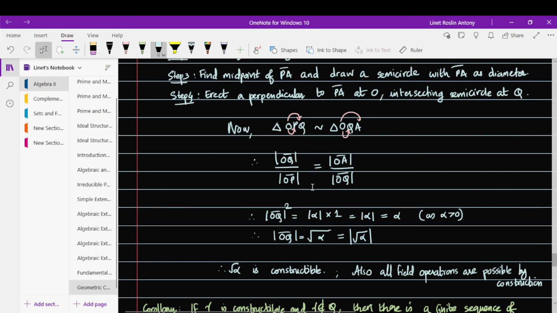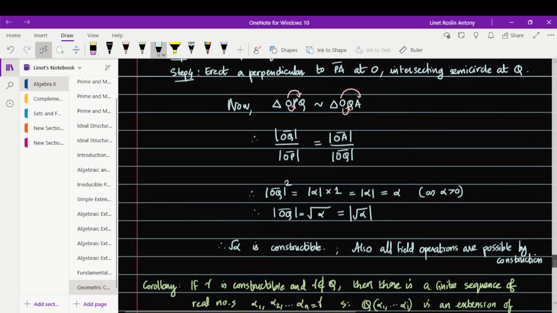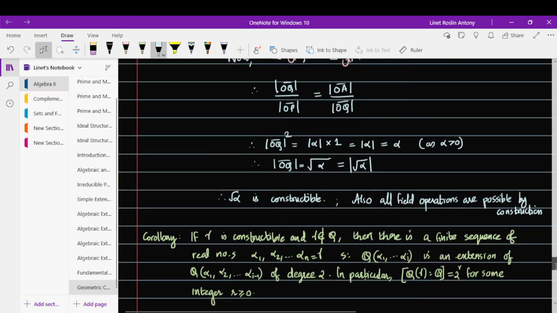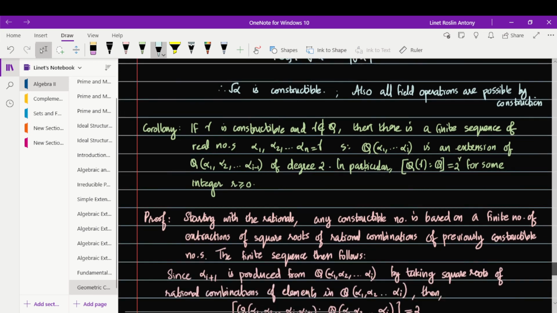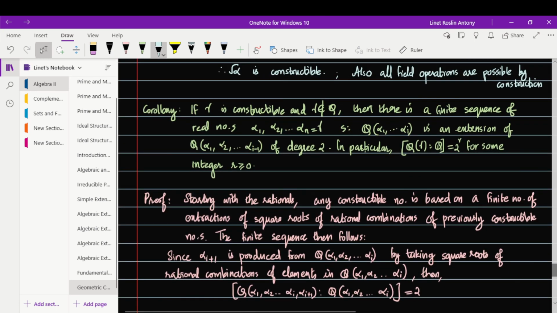And when you evaluate and simplify, you get modulus of OQ bar, the whole square, is equal to modulus of alpha into 1, which is equal to alpha, as alpha is strictly greater than 0. So modulus of OQ bar is equal to square root of alpha, which is equal to modulus of square root of alpha, which means that square root of alpha is constructible, and also all field operations are possible by construction, as we have earlier said.